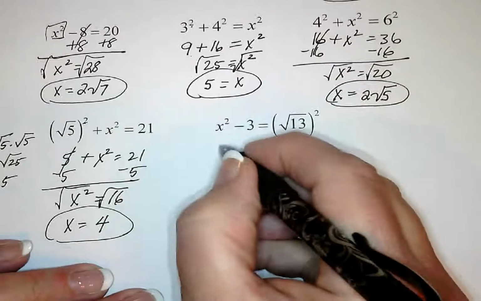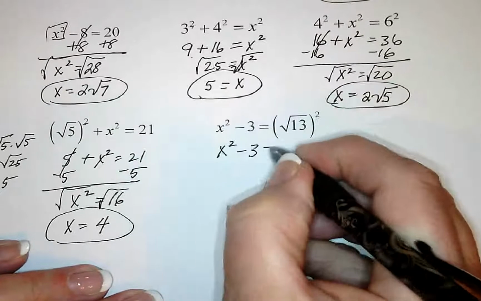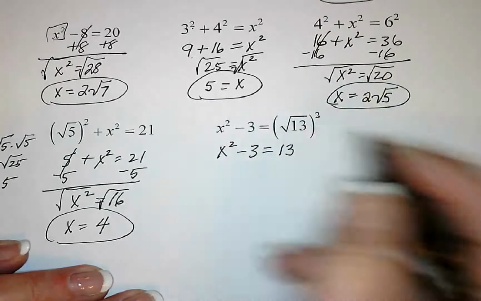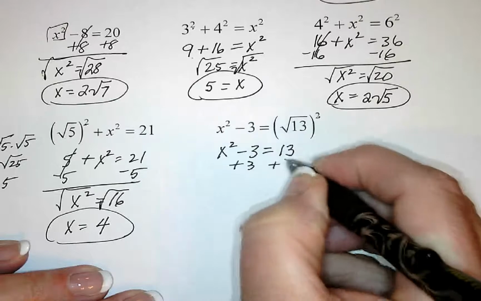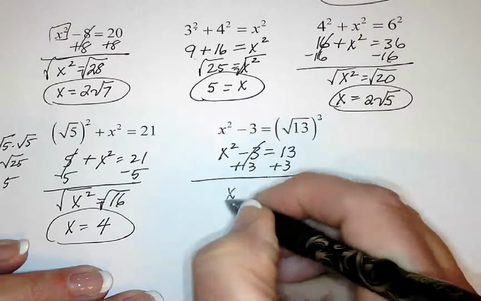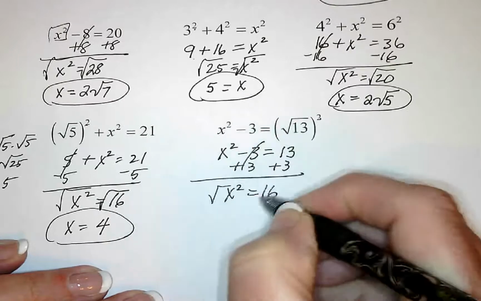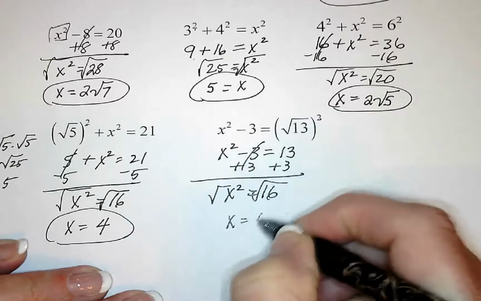Final one is, again, x squared minus 3. If I square a square root, it becomes just that radicand number. Then I follow my rules for solving equations. And you can see I'm going to get the same answer as before, x equals 4.